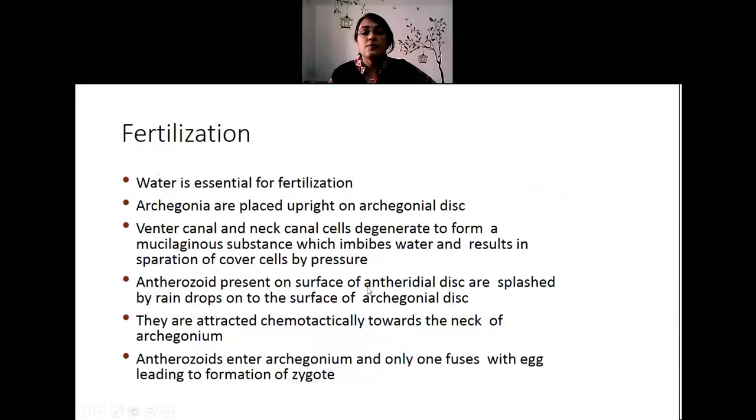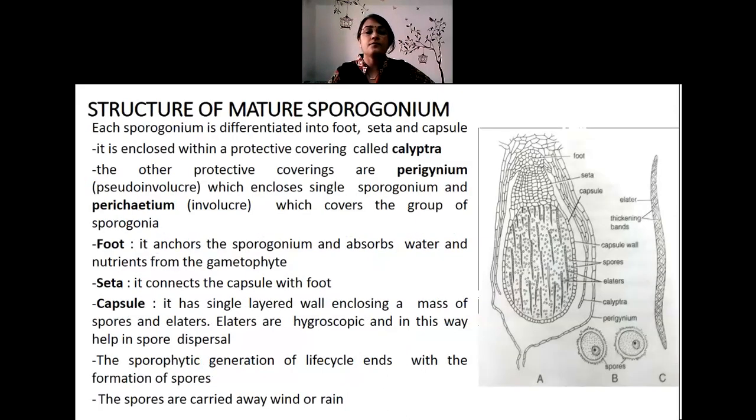The antherozoids present on the surface of the antheridial disc are splashed by raindrops onto the surface of the archegonial disc. They are attracted chemotactically towards the neck of the archegonium, and antherozoids enter archegonia, and one of them will fuse with the egg, leading to the formation of a diploid zygote, which ends the process of fertilization.